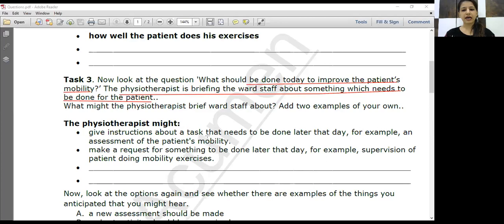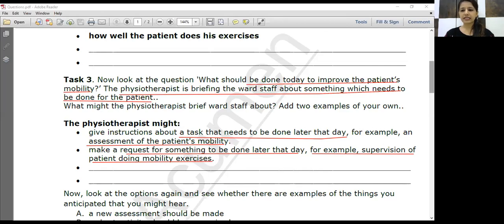They may be discussing a task that needs to be done on that particular day, which could be assessment of the patient's mobility, it could be hiring a wheel walker, it could be giving a reference to an occupational therapist because the patient is being discharged and you need modifications at home. Okay, so make a request for something to be done later that day. So it could be supervision, or it could be other referrals that are to be made, or it could be making sure that the patient is not involved in any other activities. They are free to commence the exercise program.